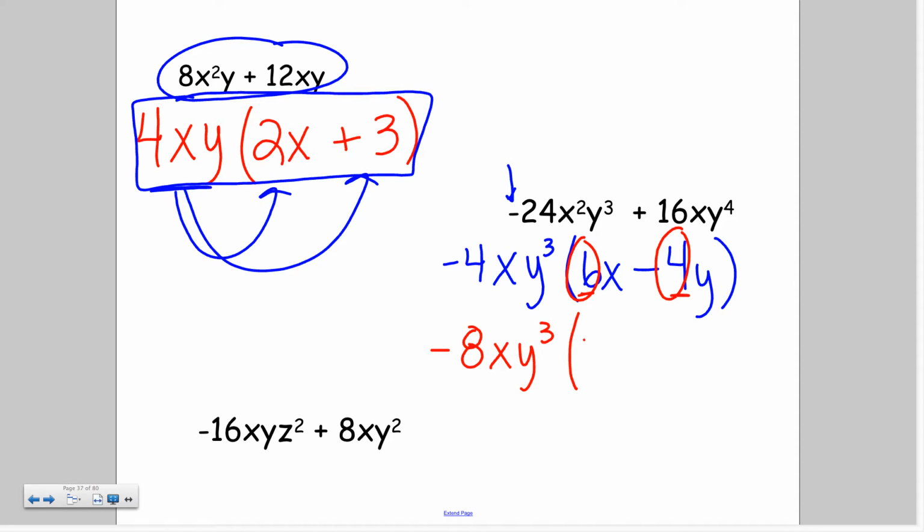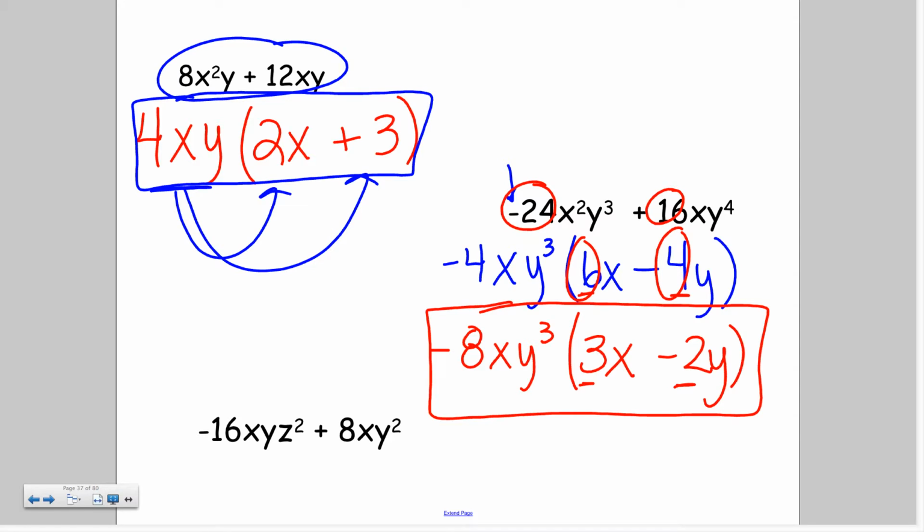So that will leave me with 2x. No, I'm sorry, that will leave me with 3x, minus 2y. So basically, if I had looked at negative 24 and 16, I could have taken an 8 out of both of them. And 24 divided by 8 leaves me with 3. 16 divided by negative 8 leaves me with negative 2. So this one is my greatest common factor.